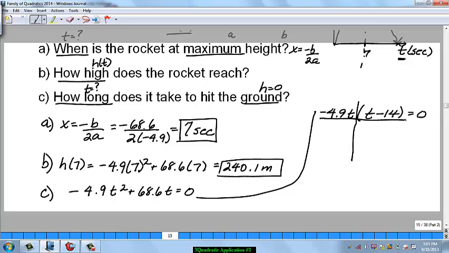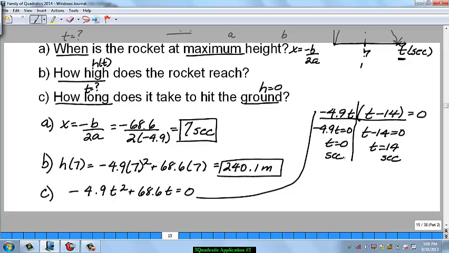Make my big T. So you can do it either way. I just wanted to show you how you'd set it up if you were going to do it the other way. So this one I got negative 4.9t equals 0. So time is 0 when it first hits the ground, which makes sense. And this I have t minus 14 equals 0. T equals 14. So these are the times. This is seconds and this is seconds.